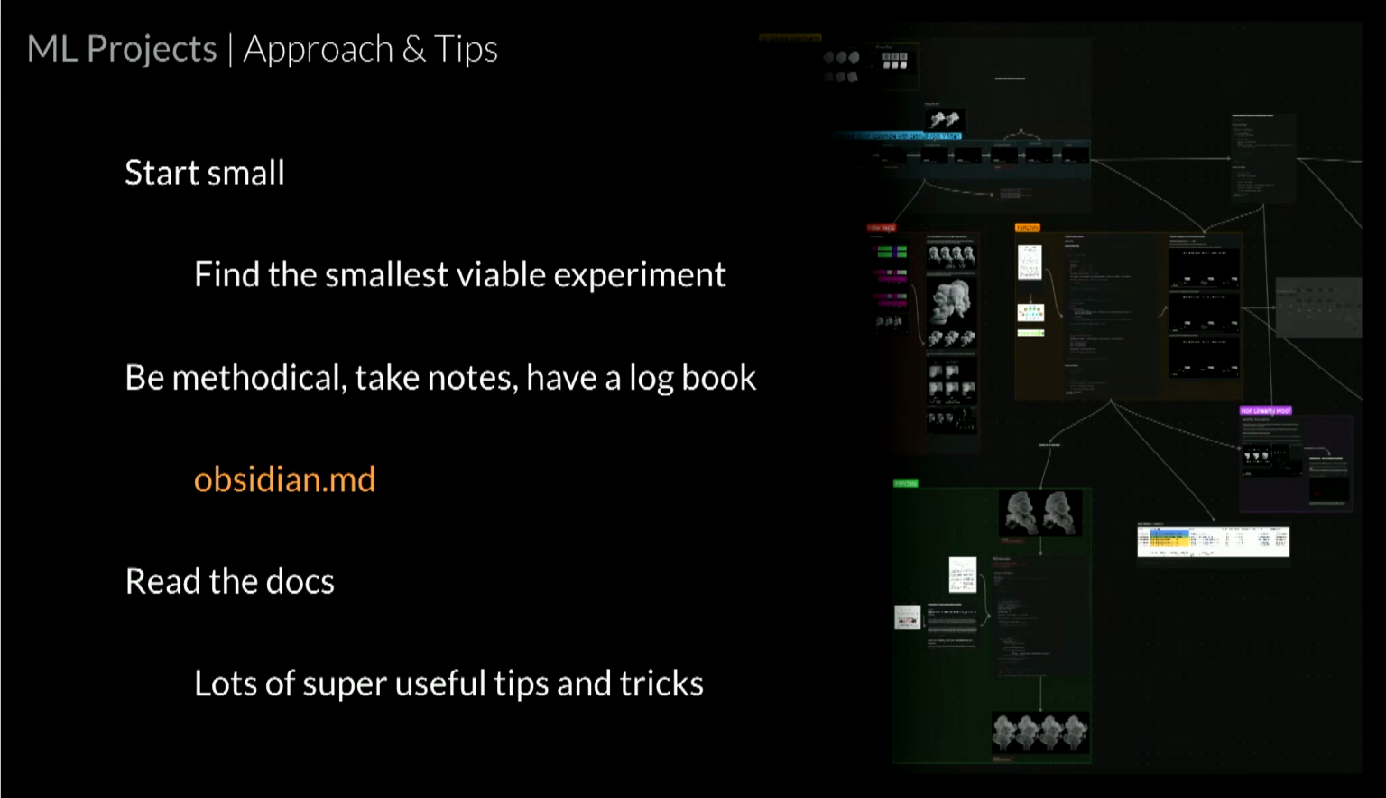A few tips if you plan on building anything ML related yourself in Houdini. You should start small, find the smallest viable experiment like we did with the cubes, and be very methodical and take notes and have a logbook on the side where you write down and track your experiments and what worked and what didn't. I should have done it much earlier. That would have saved me a lot of pain. Obsidian came in very handy for that, but any note-taking solution should work. Read the docs. The docs team was very active during the 21 dev cycle, and there's a lot of Houdini ML-related docs now. Lots of super useful tips directly from Michiel in there.